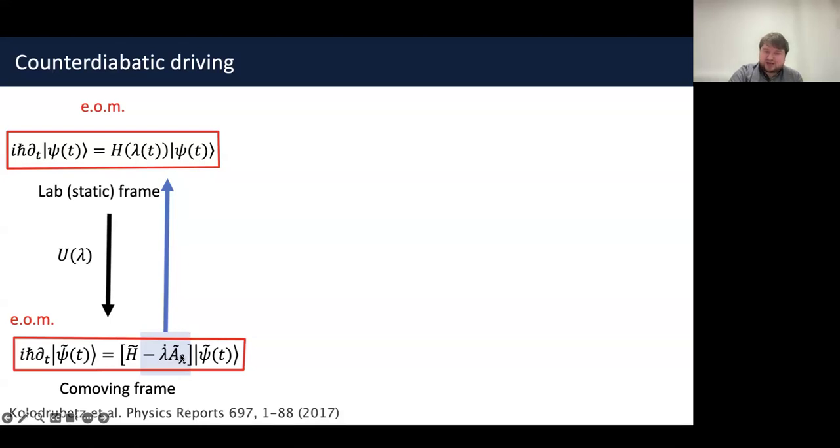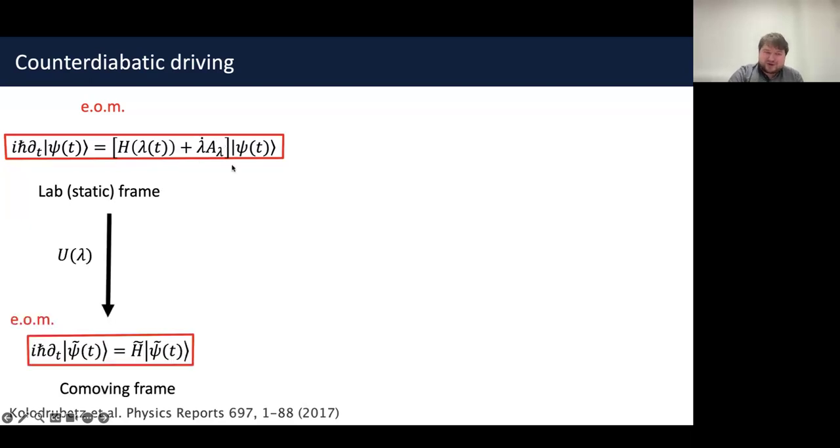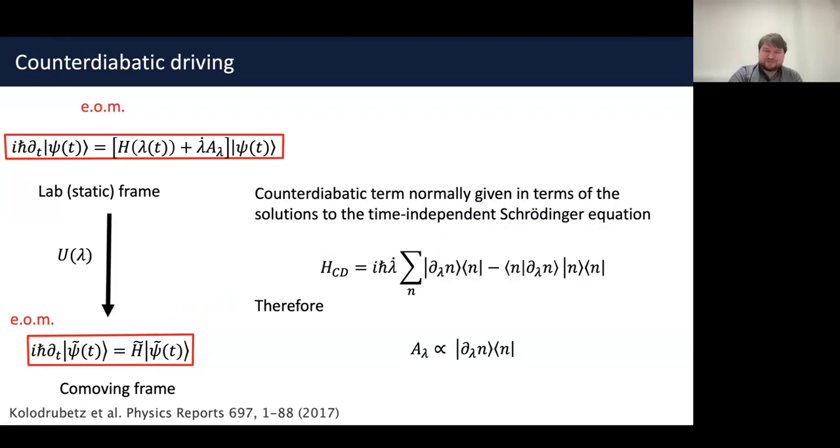So what if I simply take this, lift it back, and add it to my original equation of motion? Well, then when I do the transformation, I'll find that all I get is the lambda independent Hamiltonian in the co-moving frame. So I have no transitions between eigenstates of H. Remember this is diagonal, so no transitions.